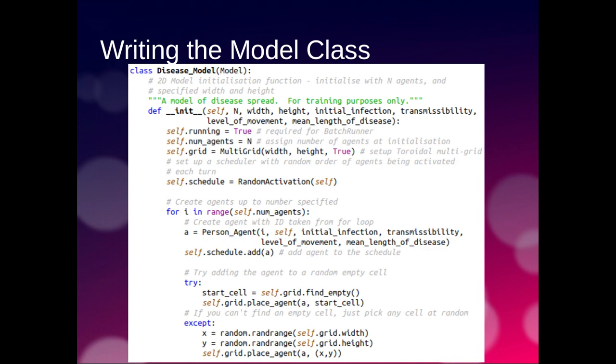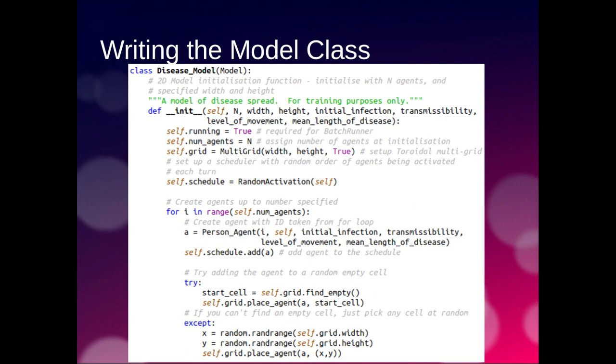It's a class, MultiGrid. The three inputs to that are the width and height that we're passing into the model constructor. So that's going to be passed in from the user interface. That's the number of cells wide and high. And the third one, True, determines whether the grid is toroidal.